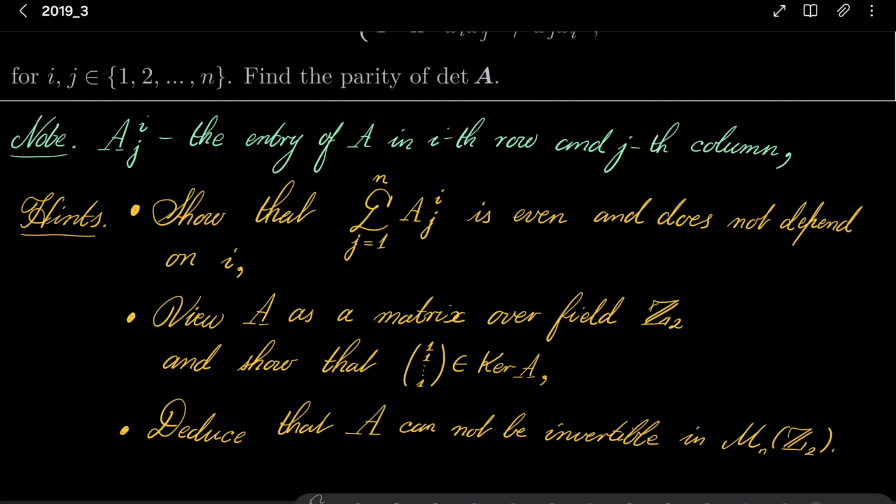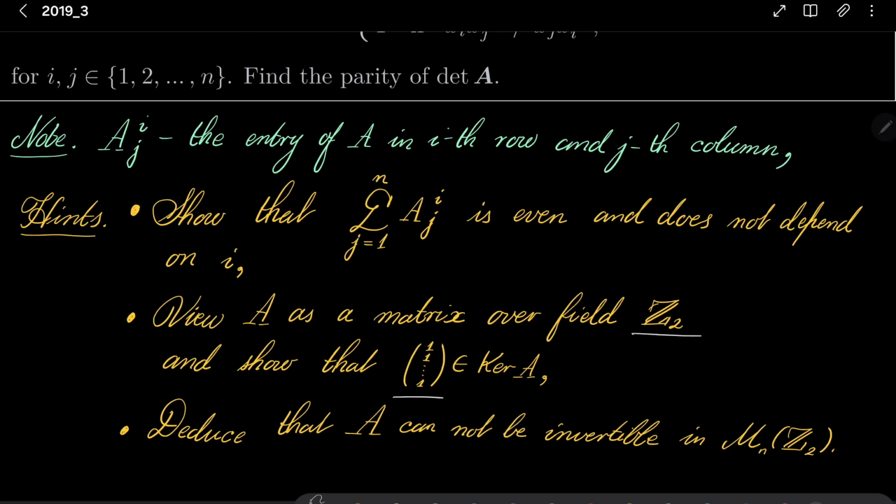And now, crucial fact, view this matrix A as a matrix over the field Z2. So it's the simplest field. It has two elements, 0 and 1. Well, it's just arithmetic modulo 2. And show that this vector, which has entries 1, 1, and so on, is in the kernel of our matrix.